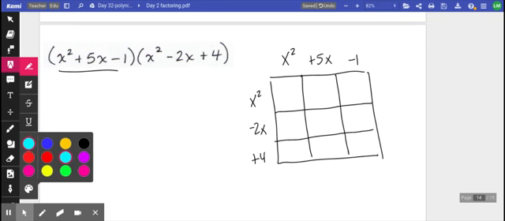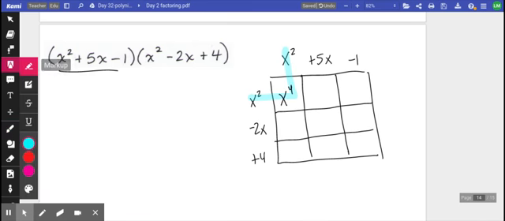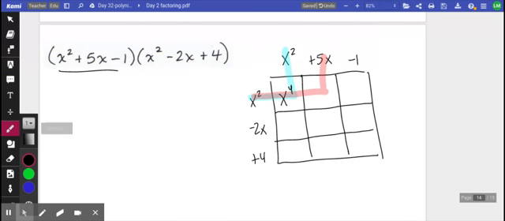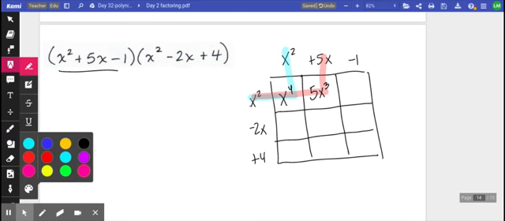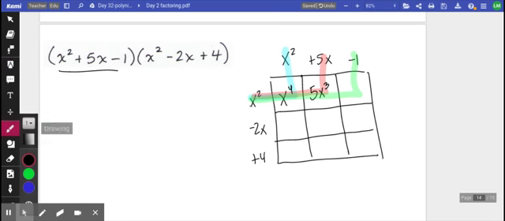So I have x squared times x squared. We're going to add those exponents, so we have x to the 4th. Now I have x squared times 5x, and I'm going to put that in this box. I have 5x to the 3rd. Basically, we're just counting x's, right? We have 2 of them and 1 of them, so we have 3. And then I'm going to multiply x squared times minus 1, which is just going to change the sign to minus x squared.